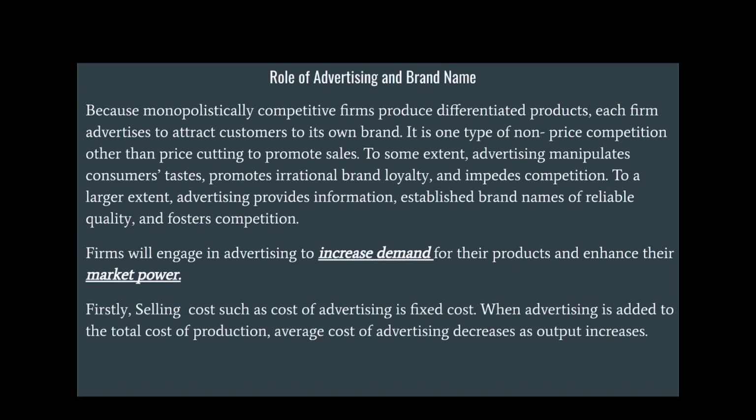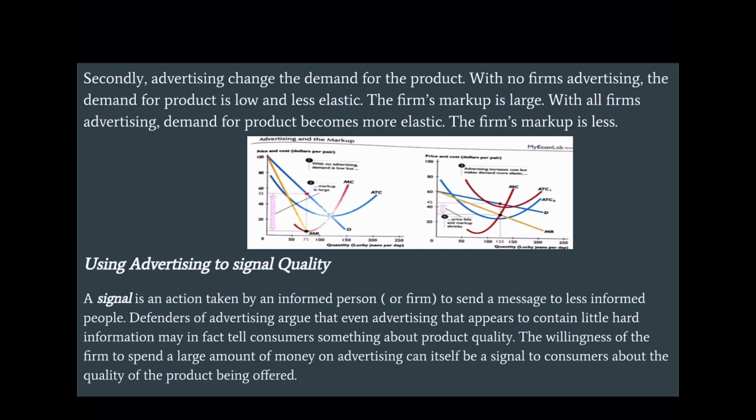Firstly, selling costs such as the cost of advertising are fixed cost. When advertising is added to the total cost of production, the average cost of advertising decreases as output increases. Secondly, advertising changes the demand for the product. With no firms advertising, the demand for the product is low and less elastic. The firm's markup is large. With all firms advertising, demand for the product becomes more elastic. The firm's markup is less. The markup is the difference between price and marginal cost.